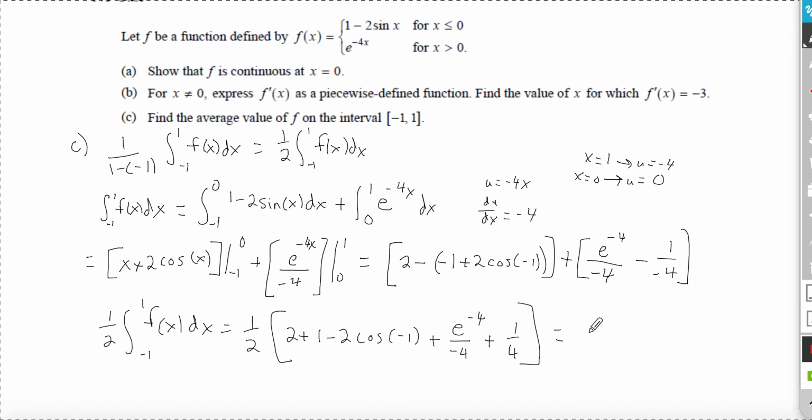If you wanted to simplify down, the closest you could get would be 13/8 minus cosine of 1, negative 1, that would never go away, minus 1/8 e to the negative 4. After getting some common denominators and things like that, that would be where you would get everything down to. However, like I said, my recommendation, just stop here, half times the quantity that you worked out from your integrals.